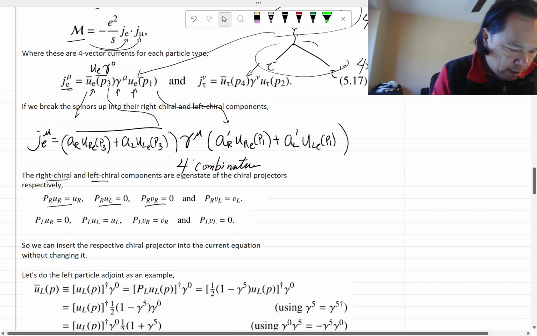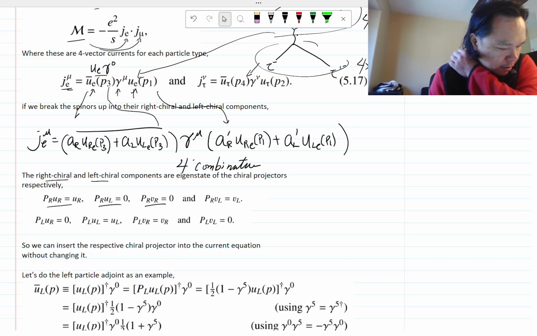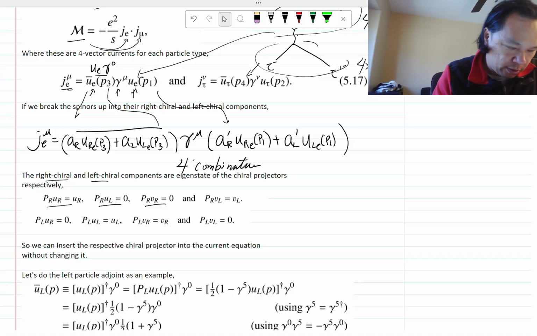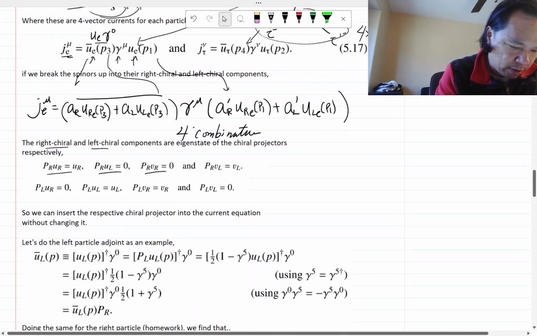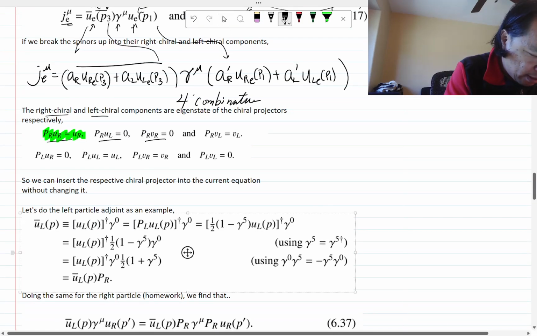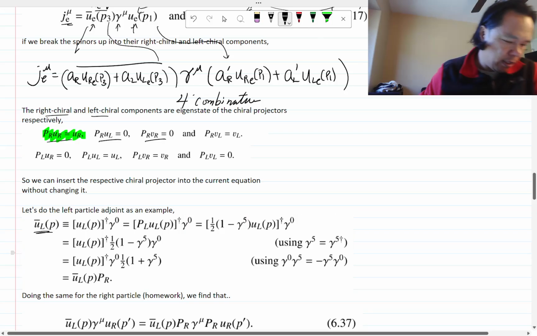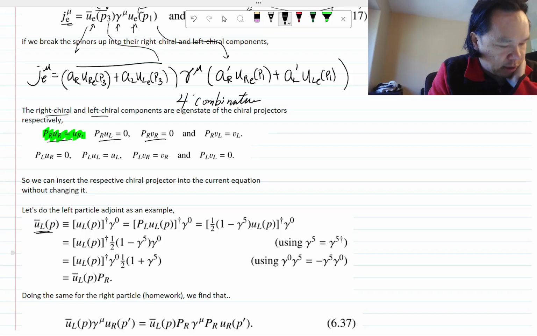Okay. So what we can do is insert these respective chiral operators into these currents. Just to show you an example of what happens. Remember, I'm just gonna box these, right? This is gonna be useful, I think. And we'll see another one that's gonna be useful. Okay. So let's say we have the left adjoint spinor.